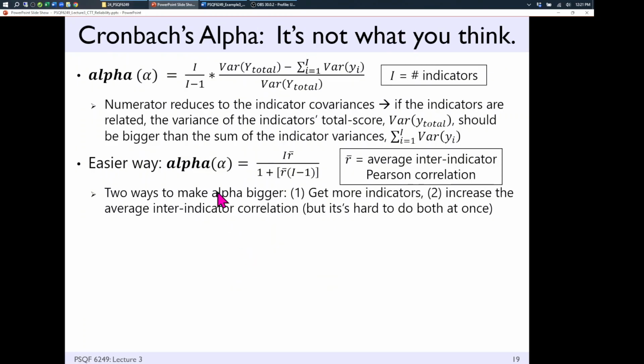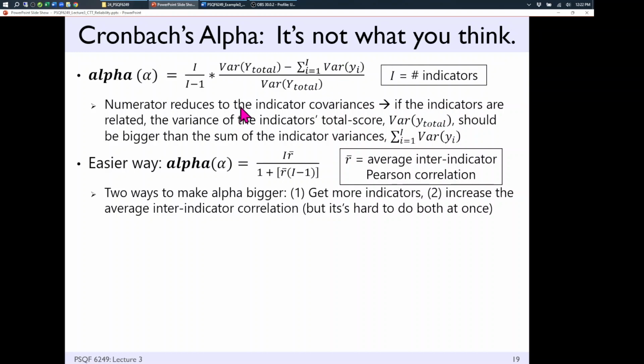The formula then, by which to compute alpha using that information, has the variance of the total score minus the sum of the item variances, divided by the variance of the total score. So what the numerator essentially reduces to is the covariance among the items relative to the variance. And if items have a lot in common, then most of their variability should be in common. Yeah, let's go with that.